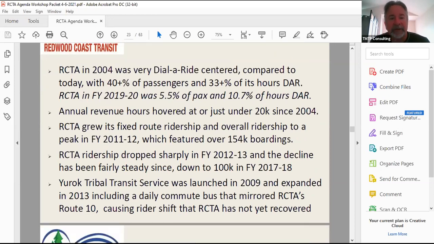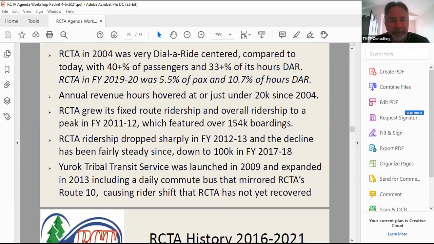We're gonna talk about that plenty as we go on, but we used to provide about 20,000 annual revenue hours per year for many years. It fluctuated and floated around, but that was about the average.